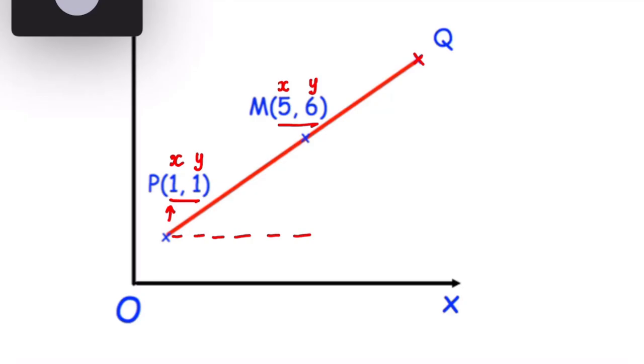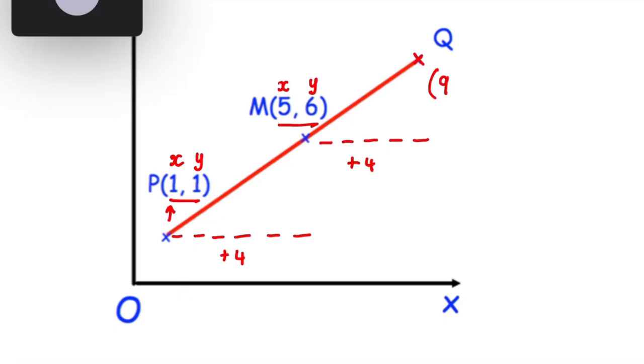And because we're going from M to Q, we know that M is the midpoint. So from P to M, we're adding 4 to the x coordinates. So that means from M to Q, we must also add 4. We must do the same each time. Okay. So that means the x coordinate of Q is going to be 5 add 4. It's going to be 9.